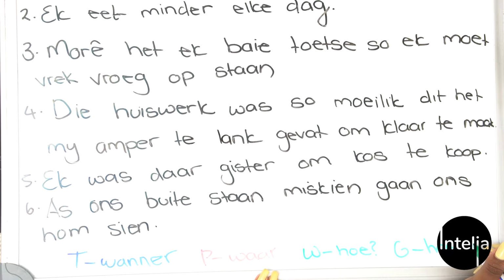Trying to think. So if it's almost like an exaggeration of wyse, let's say how far, okay? So wyse tells us how, and graad will tell us how far, so the degree in which, right? All right. So we have our colors. So blue is for tyd, red is for plek, green, groen is for wyse and graad.